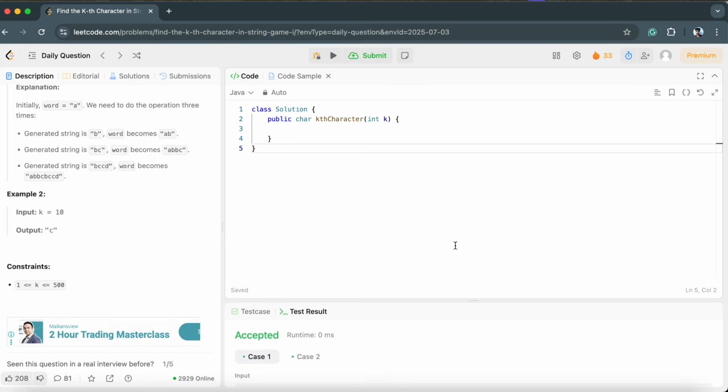Okay, so let me try to write the code, and then again I'll try to explain it to you that way. The first thing that we will try to generate is the length. We are not storing any characters, nothing. We can directly get the index.